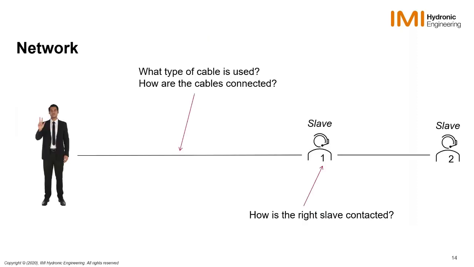We still have this simplified graphic about the master and slave network, but our question now is what type of cable is used to connect the master with the slaves? How are they connected? And how is the right slave contacted? The master asked for slave number 2, but we'll see how they actually name the slaves in these networks.